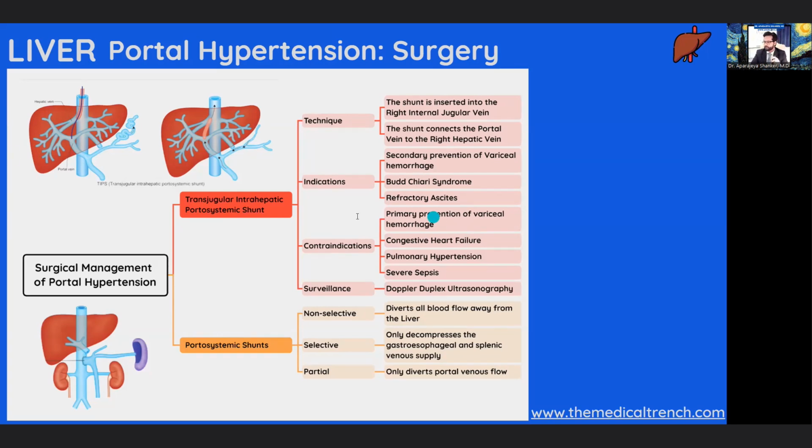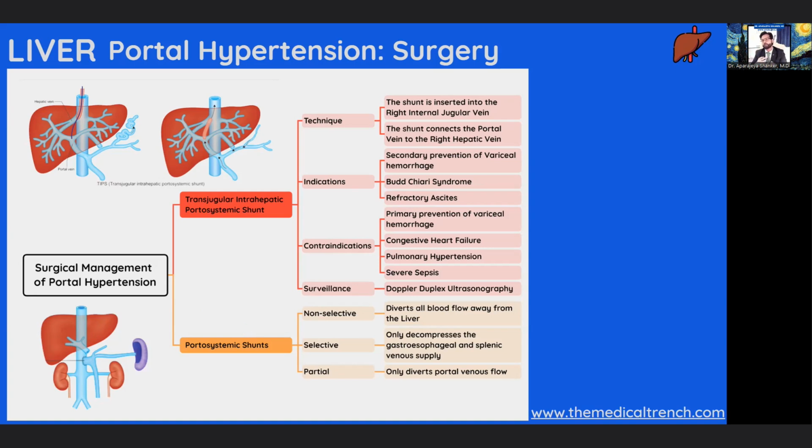Now, the other question is, which situation do we use each shunt for? The thing is that the direct indication is portal hypertension. The only determining factor in choosing which kind of shunt you're going to use is whether the other veins are congested or not, right? So if you have heavy congestion in the gastroesophageal and splenic venous supplies, then you just use a selective shunt because you only want to decompress those.